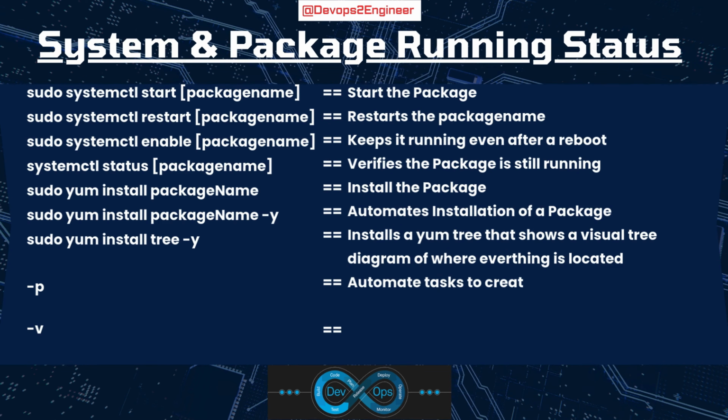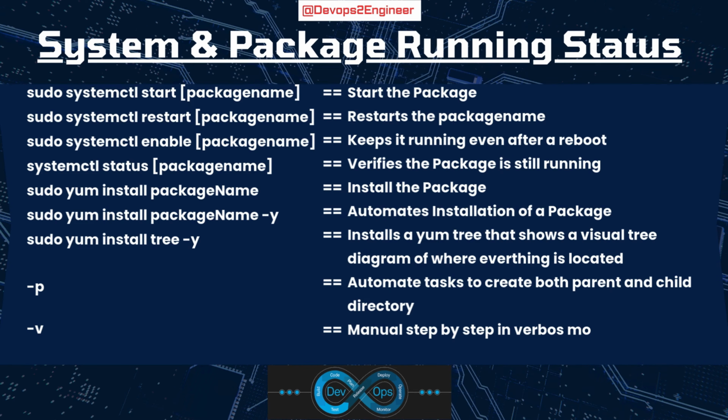Sudo yum install package name installs the package. Sudo yum install package name -y automates the installation of the package. Sudo yum install tree -y installs tree, which is a visual representation of where everything is located. -p is to automate tasks to create both parent and child directories. -v is a manual step-by-step in verbose mode.